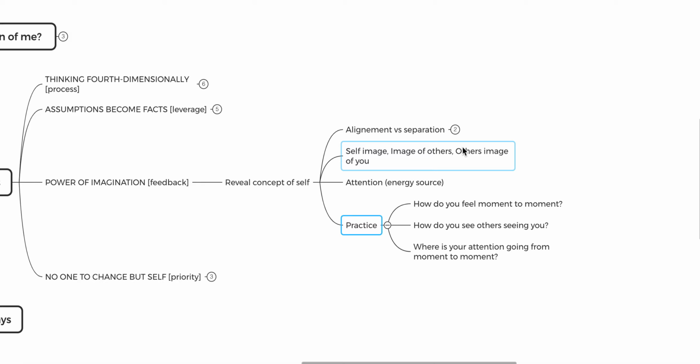So you get to choose how you see others in your imagination. And thinking four-dimensionally, you see them ideally. You see them in alignment with your desire. So ask yourself, how do I see them? And finally, do notice and ask yourself, where is my attention going from moment to moment? What am I creating? What am I feeding with my attention? Be mindful. Be still.